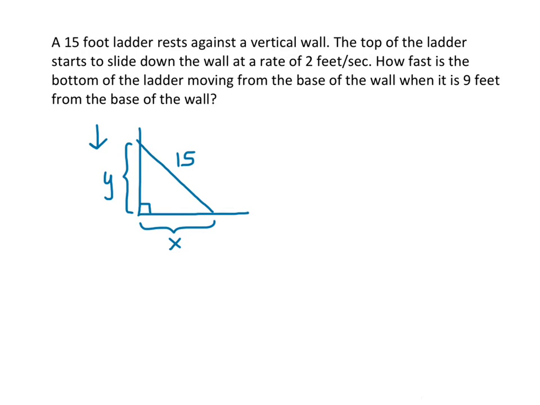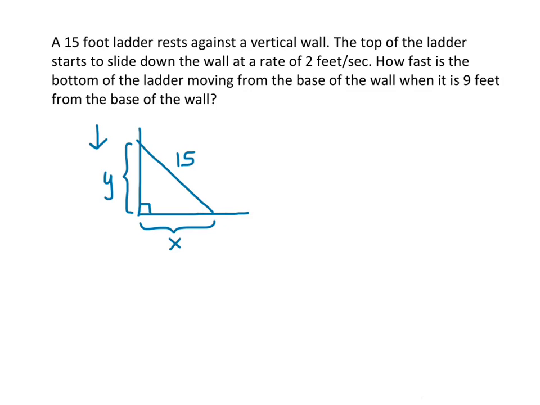A 15-foot ladder rests against a vertical wall, which is perpendicular to the ground. When we set that ladder against the wall, it forms a right triangle with the vertical segment being y, the horizontal x, and then the hypotenuse is the ladder itself, labeled as 15.